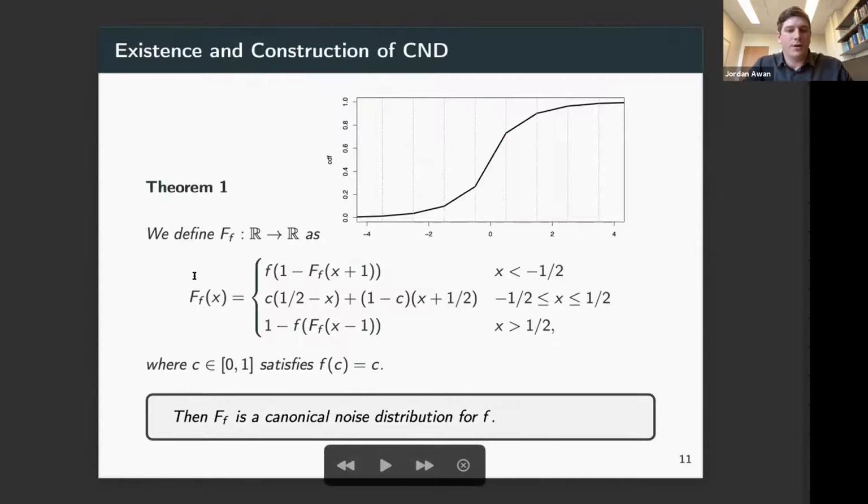So here's our result showing the construction. We take a piecewise linear function on -1/2 to 1/2, chosen in a careful way, so that when we apply the recurrence, this results in a continuous distribution. And so the recurrence here is the same as the one we saw before. And we prove that this always gives a canonical noise distribution, starting with any trade-off function f.